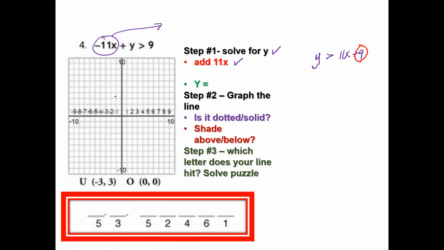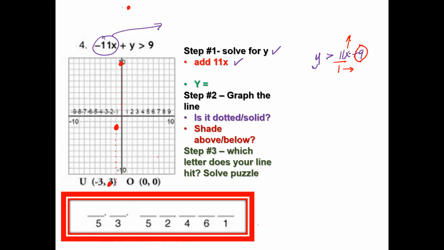Start off with 9. So 1, 2, 3, 4, 5, 6, 7, 8, 9. This is 11 over 1, so you can go up 11 over 1. But if you look at it, you can go 1, 2, 3, 4, 5, 6, 7, 8, 9, 10, 11 over 1. But there's not a lot of space, so you can go down. Down 1, 2, 3, 4, 5, 6, 7, 8, 9, 10, 11 over 1.